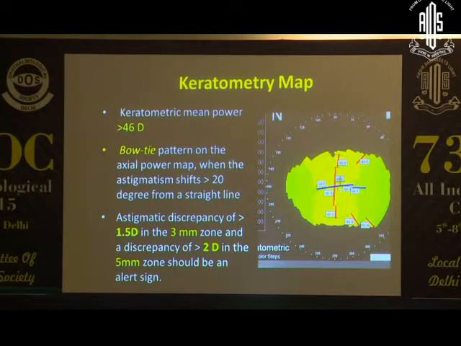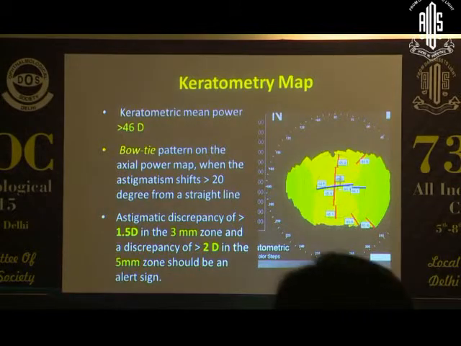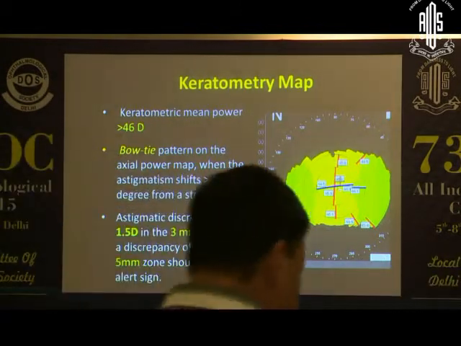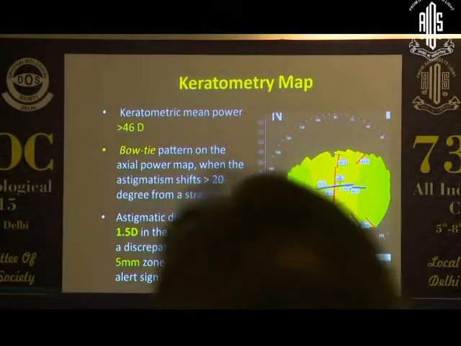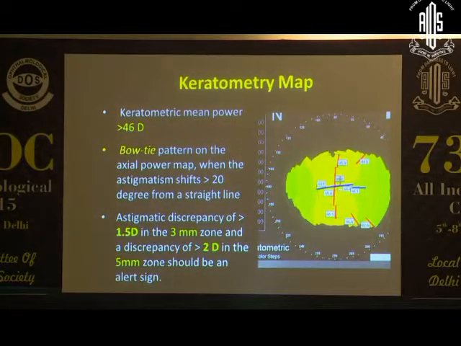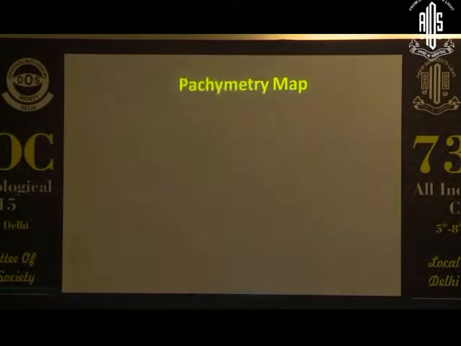Any atypical pattern in the keratometry readings should be noted. You can see this is a with-the-rule astigmatism showing this picture of yellow and green, and any atypia over this can also be noticed. Again, an astigmatic discrepancy of more than 1.5 diopters in the 3 mm zone and/or more than 2 diopters in the 5 mm zone is an alert sign.